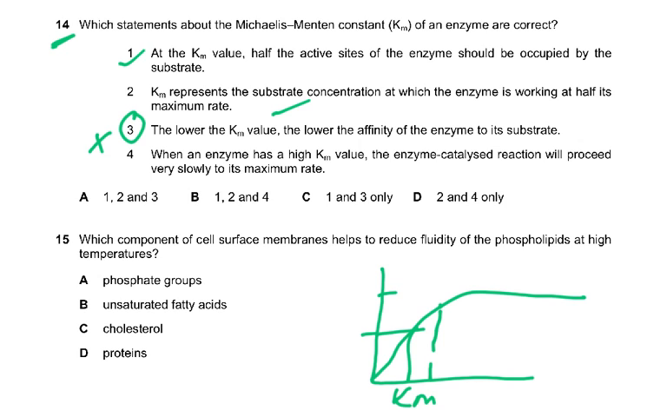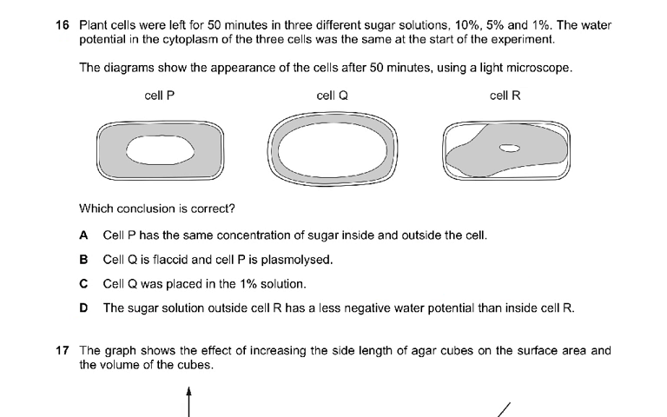When an enzyme has a high Km value, the enzyme reaction will proceed very slowly. Yes, that's correct. So 14B is the answer. 1, 2, and 4 are correct. 3 is wrong. Which component of cell membrane helps to reduce fluidity of the phospholipids at high temperatures? It is cholesterol. We say cholesterol regulates fluidity.